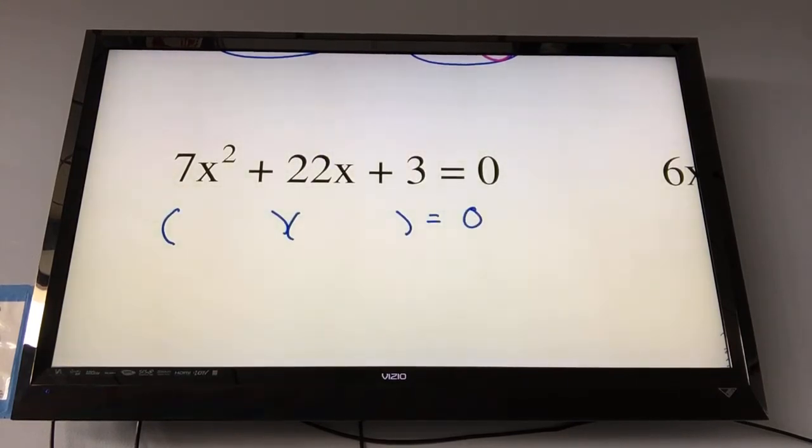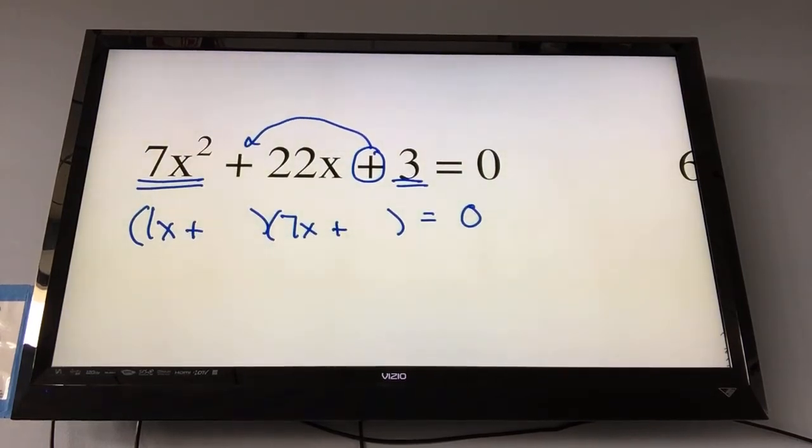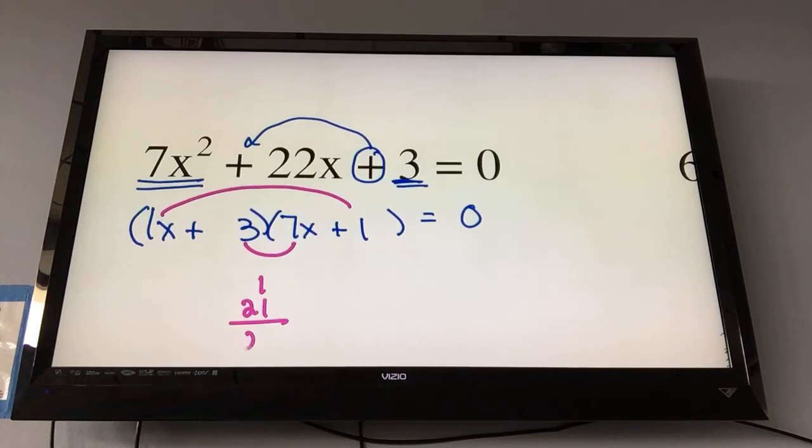Maggie, what are my only options for 7? 1 and 7. Emmeline, what are my signs gonna be? Positive and negative. No, just positive. Okay, positive and positive. Jace, what is my last numbers pair gonna be to get my 3? Okay, I tested it out. Outer times outer is 1. Inner times inner is 21. Add those together, I get my 22. So I know I'm right.